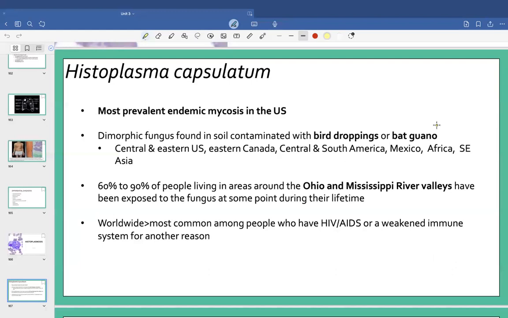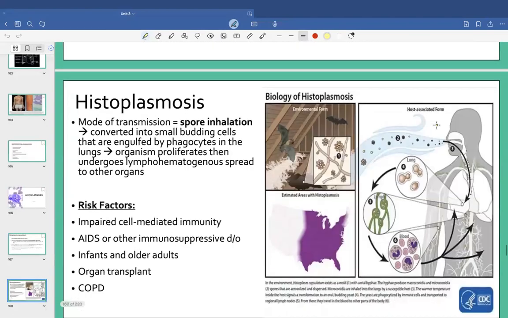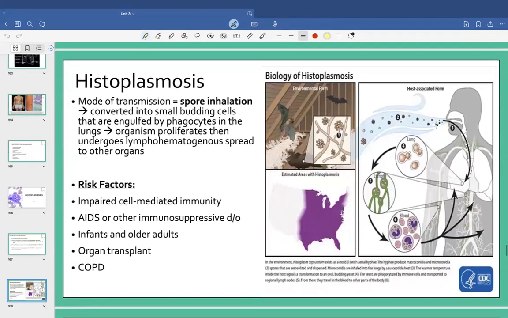Patients with HIV tend to have a poor prognosis when it's contaminated. So this is your biology, kind of how it passes through in those endemic areas that are affected, like the Maryland, that picture.